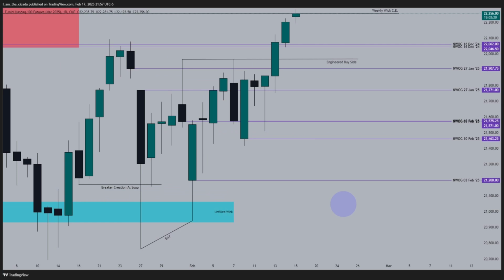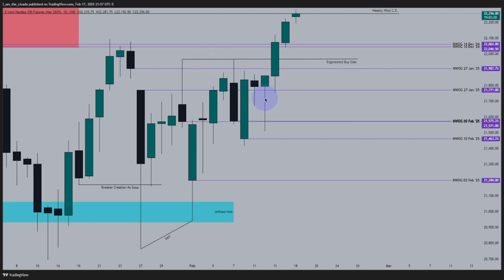Zooming in, we're still on the data time frame. This is just a more zoomed picture of the region that we were just talking about. After we had the ping-ponging around this new opening gap here and this big new opening gap here, we started to get a sense of direction once we had this engineered buy side. Or this is in hindsight obviously, but it was just buy side when we first saw it.